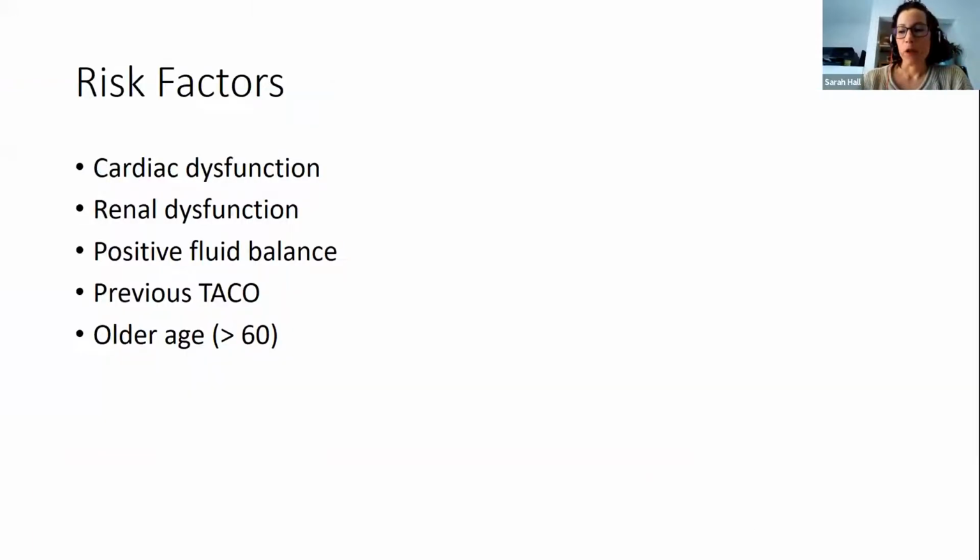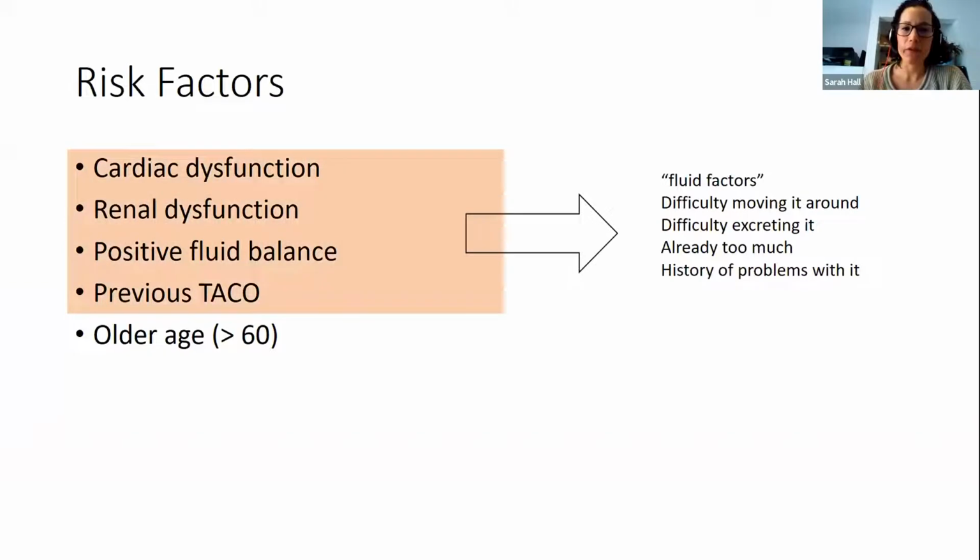So risk factors for TACO, as we have defined them, are cardiac dysfunction, renal dysfunction, positive fluid balance, a previous TACO, and an older age of greater than 60. I think of the first four as the fluid factors, as in fluid is difficult to move around with cardiac dysfunction, fluid's difficult to excrete with renal dysfunction, we already have too much fluid on board with someone who is positive fluid balance, or there is a history of problems. We know they have a history of problems with fluid management in people who have had a previous TACO.